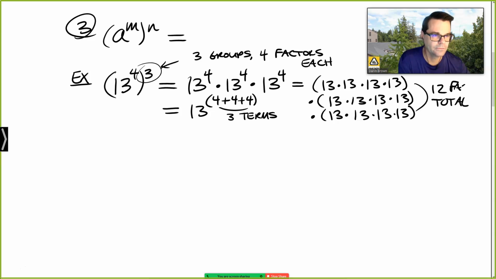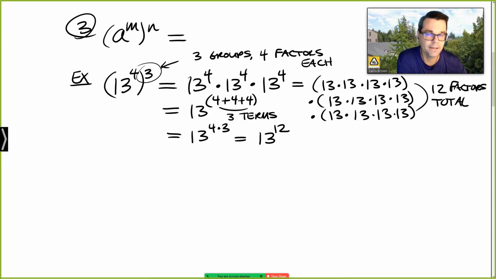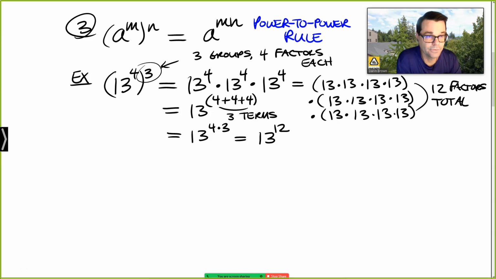12 factors total. So what we end up doing when we raise a power to a power is we multiply the exponents. So this would be 13 to the 4 times 3, just 13 to the 12th. So a to the m, all raised to the n, is going to be a to the mn. And this, again, is what I call the power to a power rule. Again, let's go to the homework and look at a couple examples.